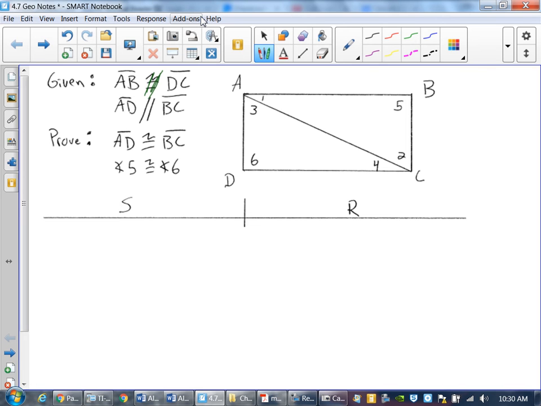Proof itself: numbers, angles, use the numbers. It's just easier to write. If it doesn't give you numbers, you can't just make up numbers, okay? Because then you're just making stuff up. So you can't assume.